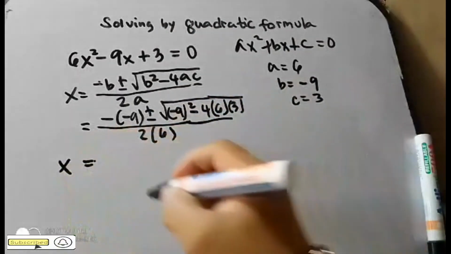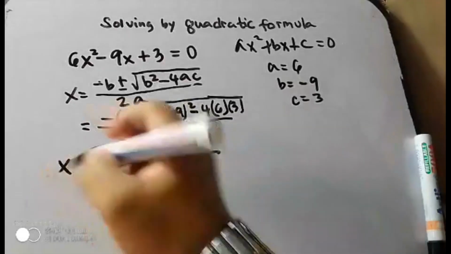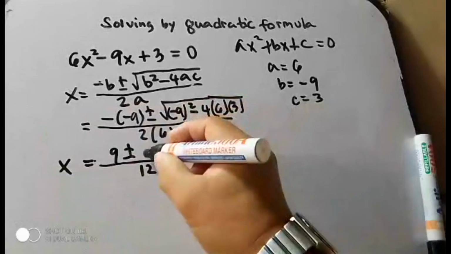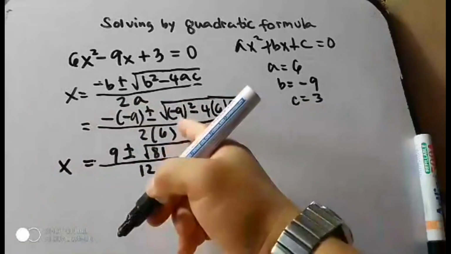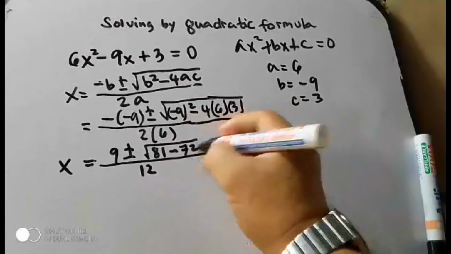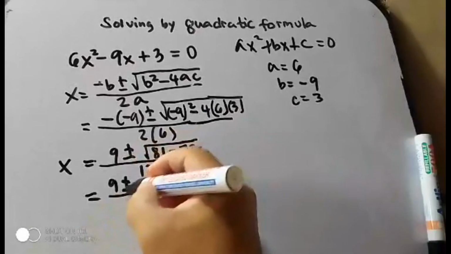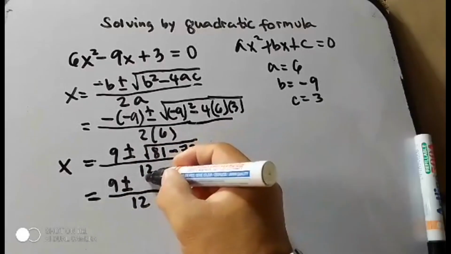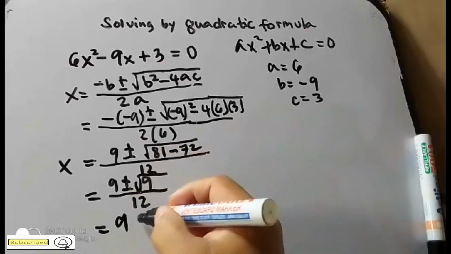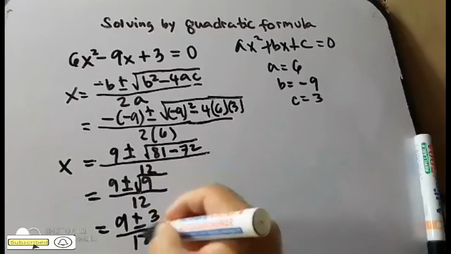So x, multiply lang natin siya. So those 2 and 6 yung maging 12 na. So, negative times negative, positive 9, plus and minus, 9 times 9 ay 81. So, positive na siya. So, minus 6 times 3, 18. 18 times 4 ay 72. Then, 12, 9, plus and minus, 81 minus 72 ay square root. Then, 9 plus and minus square root of 9 ay 3 over 12.